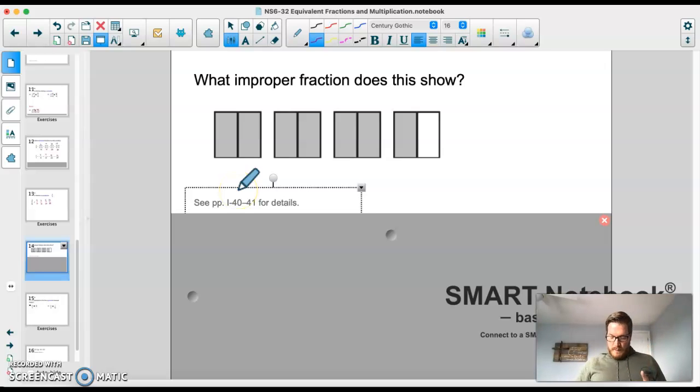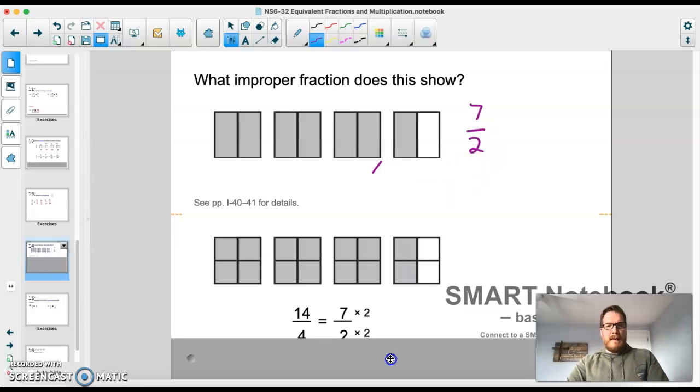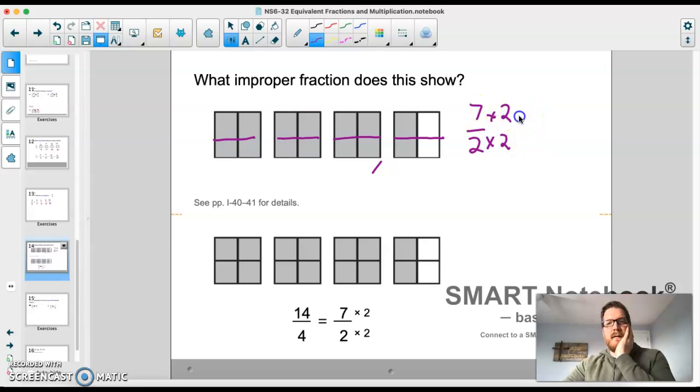Now, we can also do improper fractions. So we looked a couple lessons ago about improper fractions, and we can see that this is 1, 2, 3, 4, 5, 6. It's 7 halves. Okay, so we saw that from a couple lessons ago. Now, if I were to draw a line through all of these and divide each of these shapes into 4, then I've all of a sudden got this many. I've got 14 out of 4, which is like taking 7 over 2, multiplying it by a factor of 2, which is going to give us our 14 out of 4.